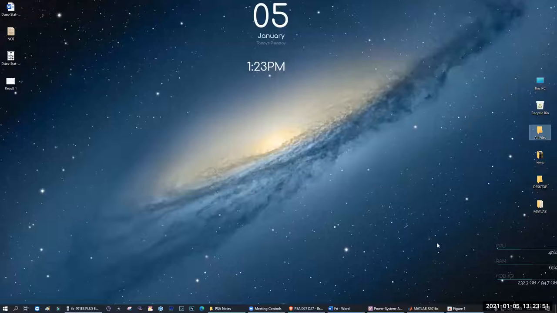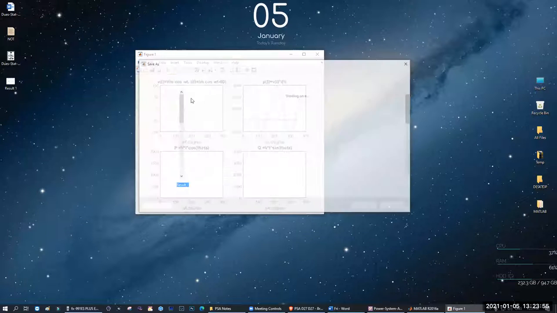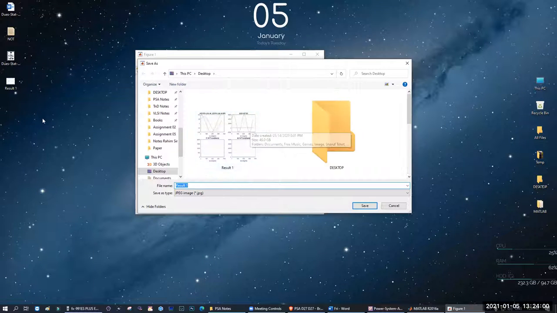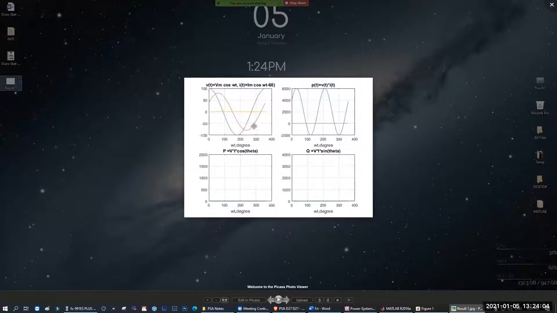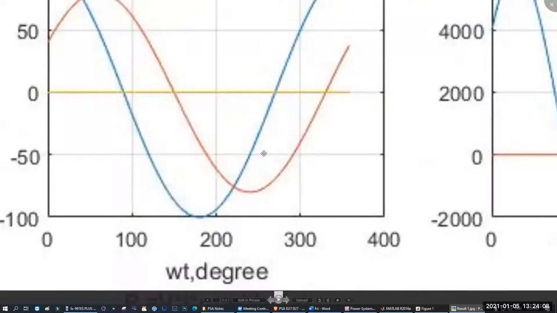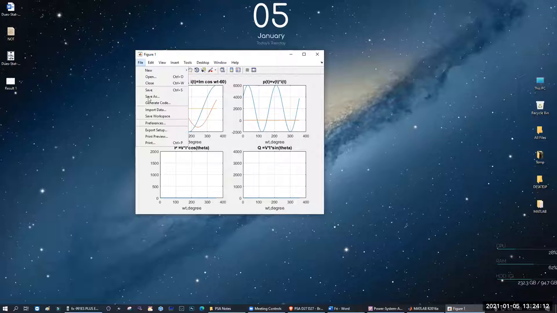Where have I saved it? In the desktop. Yeah. Let's see. Okay. This is your result. This is JPEG. That's why the resolution is too bad, right? Can you see that? If I save this in bitmap.